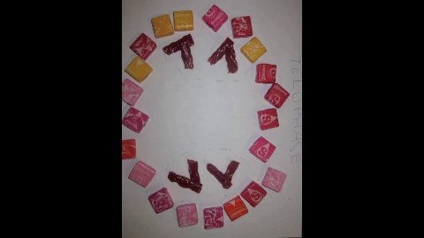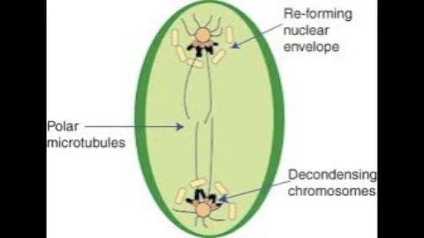Telophase concludes the nuclear division. During this phase, a nuclear envelope develops around each pole, forming two nuclei. The chromosomes within each of these nuclei disperse into chromatin and the nucleoli reappear.